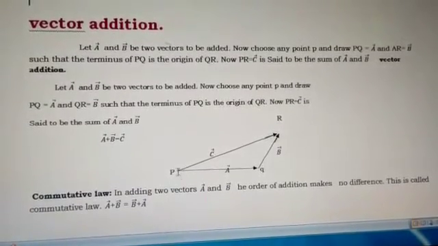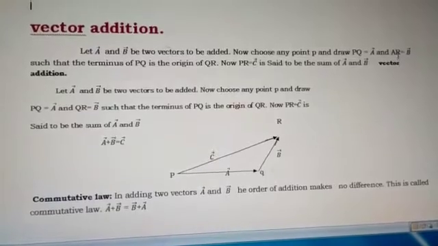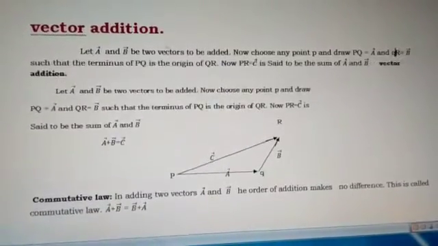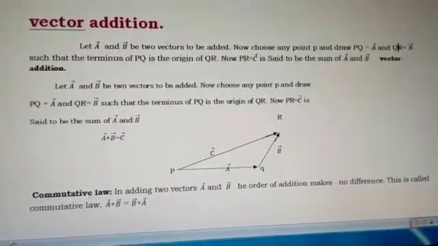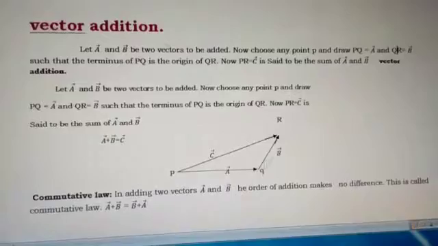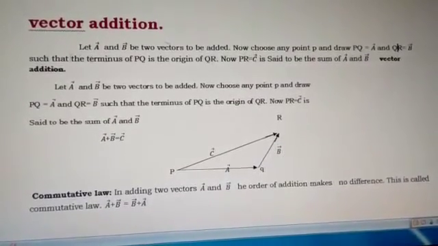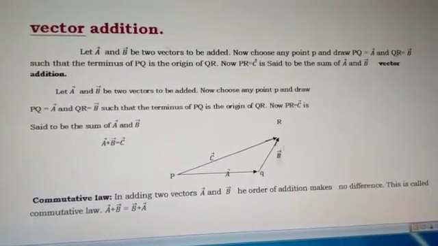Then draw one line from P to Q, and call it vector A. And also from the point Q to R. So QR is the B vector. Q to R is vector B, such that the terminus point is P. Q is the origin of QR.